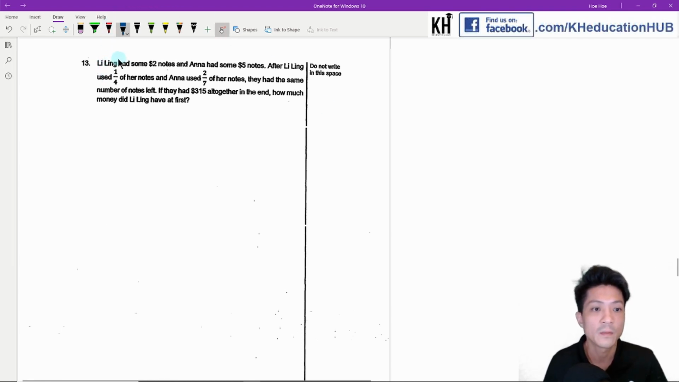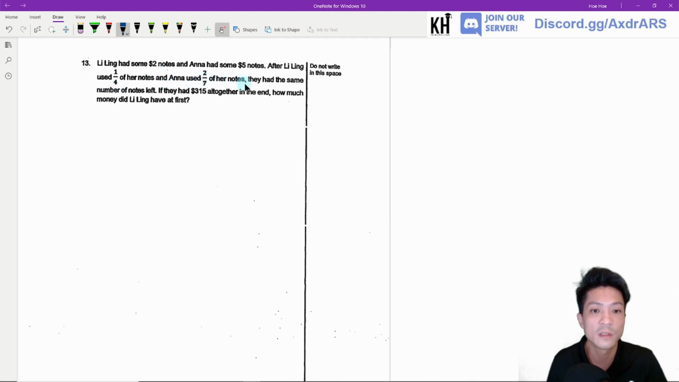Question 13. Li Ling had some $2 notes and Anna had some $5 notes. After Li Ling used a quarter of her notes and Anna used 2/7 of her notes, they had the same number of notes left. If they had $315 altogether in the end, how much money did Li Ling have at first?